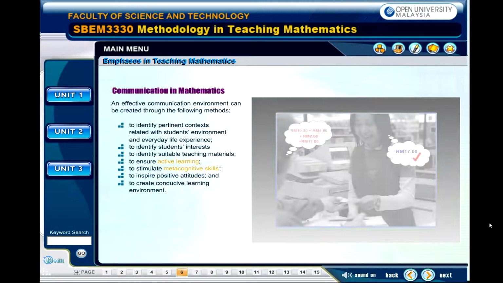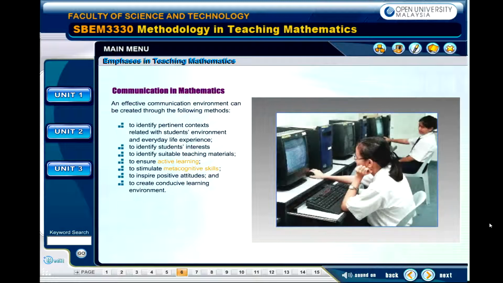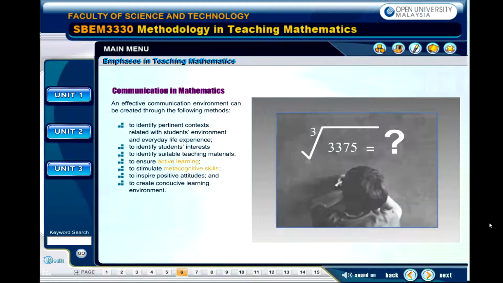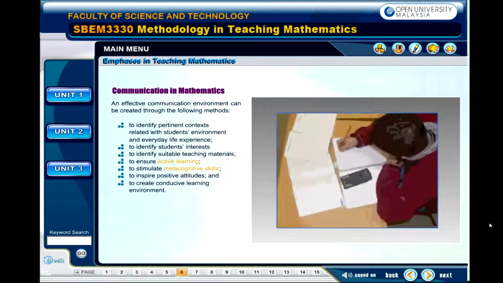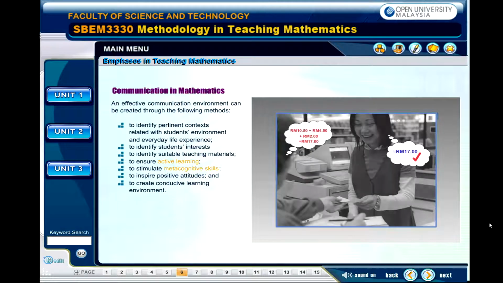An effective communication environment can be created through the following methods. To identify pertinent contexts related with students' environment and everyday life experience, to identify students' interests, to identify suitable teaching materials, to ensure active learning, to stimulate meta-cognitive skills, to inspire positive attitudes, and to create conducive learning environment.